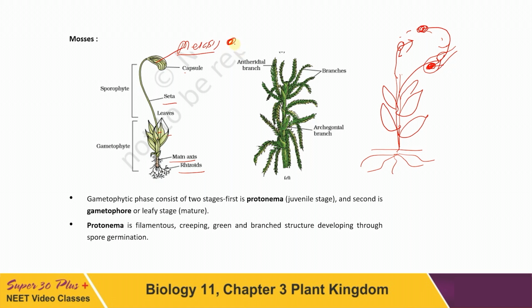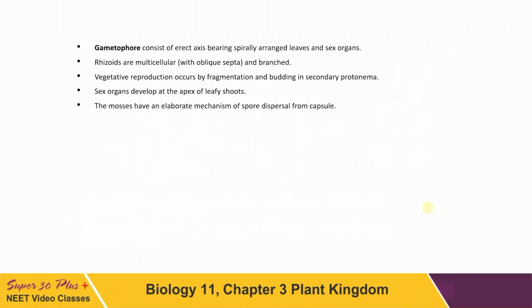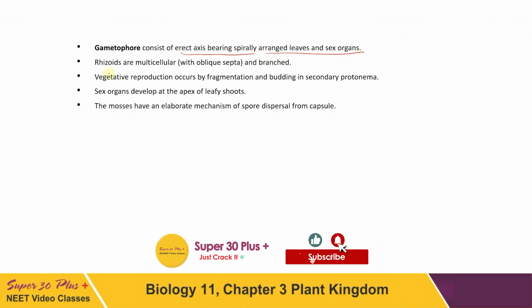An important thing here is that the spores do not give rise directly to the plant. Spores germinate into a tubular, very branched, green structure having buds, and the buds ultimately develop into the new plant. That very structure is known as protonema. So can you remember? Protonema is found only in case of mosses. This is a creeping green branched structure, and spores germinate here. This is the gametophore, the main dominating one. It is erect, bearing spirally arranged leaves. Rhizoids are multicellular and branched.